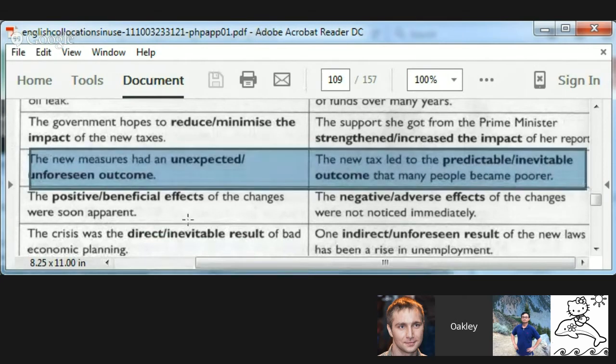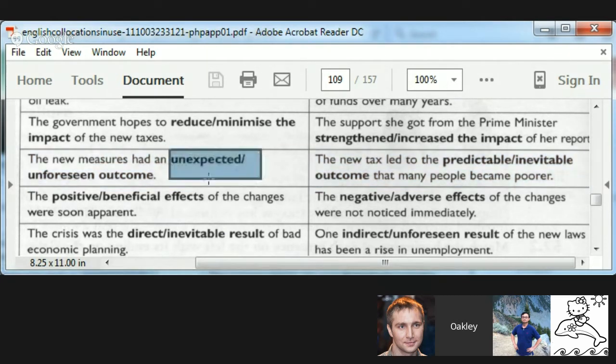These next couple of sentences. The new measures had an unexpected, unforeseen outcome. The new tax led to the predictable, inevitable outcome that many people became poor. Okay. Unexpected and unforeseen.